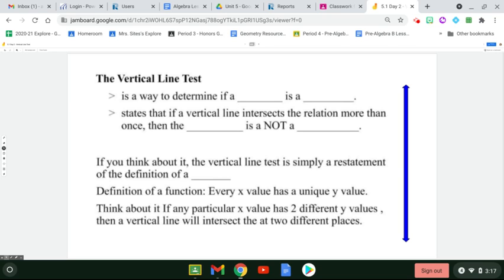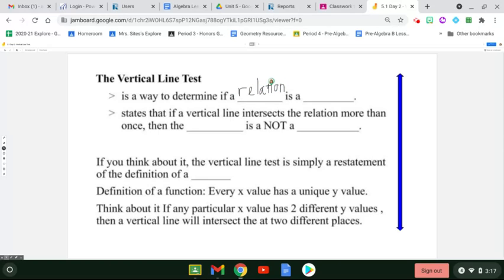Today you are going to be continuing what you've been learning about functions so far, but we're going to be adding this test called the vertical line test to determine, by looking at graphs, if a graph is going to be considered a function or not. So the vertical line test, and remember, vertical lines look like this, lines that go up and down, is a way to determine if a relation is a function.